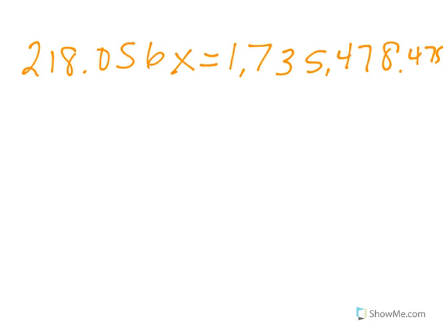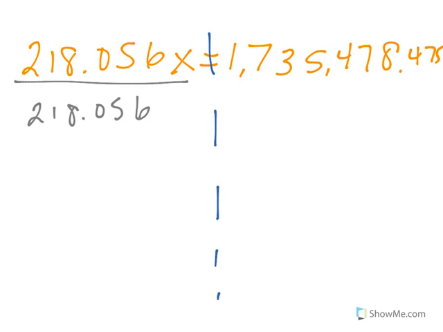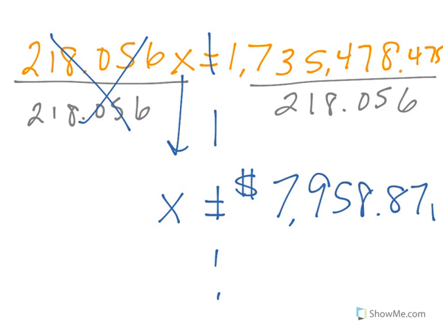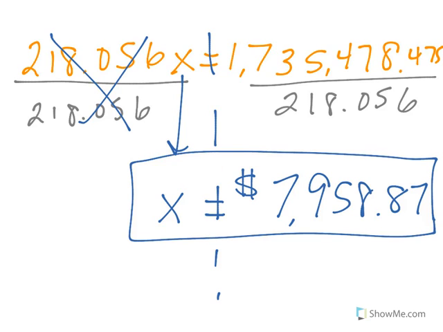So we've got 1,735,478 and 475 thousandths. Now we have the equal sign, which splits us up into two equal sides. I then divide both sides by the number in front of x, because this allows us to cancel that out, and we're just left with the value of x, which would be $7,958.87. So in 2010, our federal debt per capita was over 10,000. Using CPI for comparison, in 1997, it would be just under 8,000.